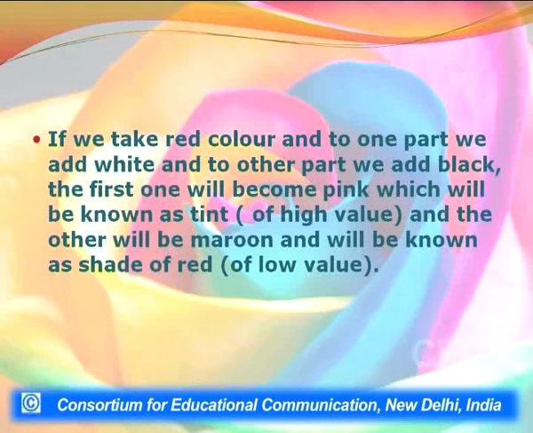So if we take red color and to one part we add white and to the other part we add black, the first one will become pink, which will be known as tint, and tint is always of high value. We say that it is a high value color, and the other will be maroon and will be known as shade of red, and it will be of low value. So if white is mixed, then it is of high value, and if black is mixed, then it is of low value.